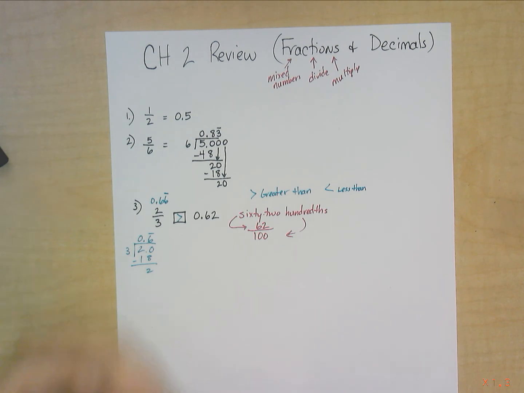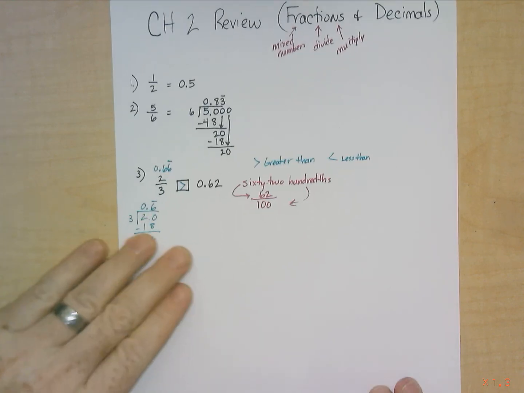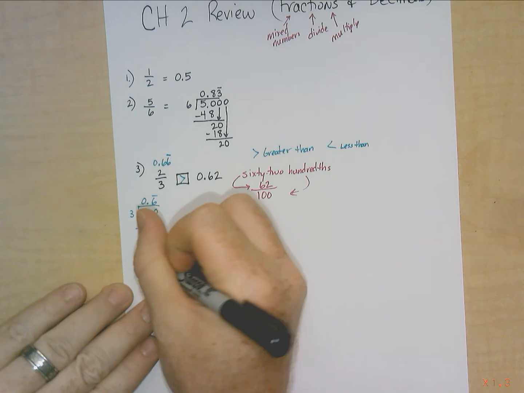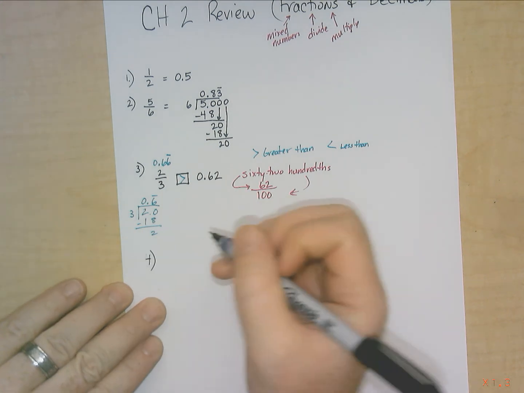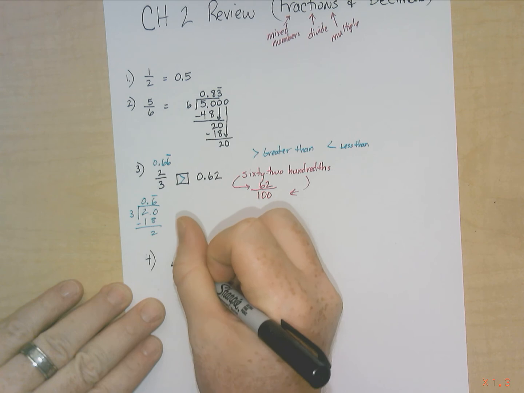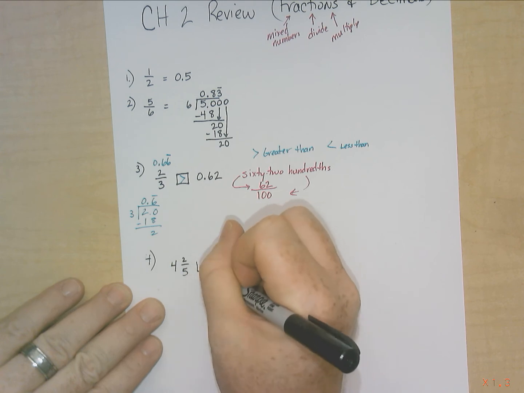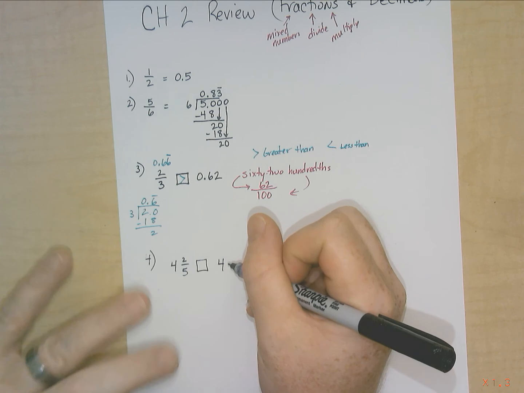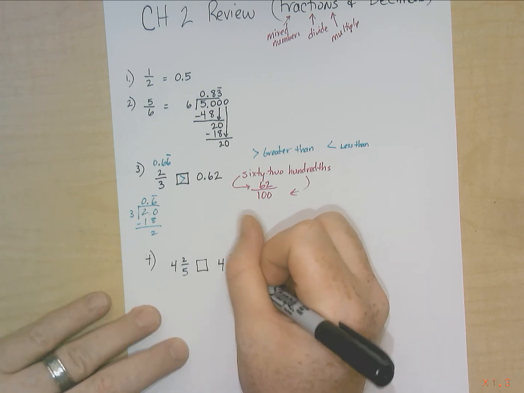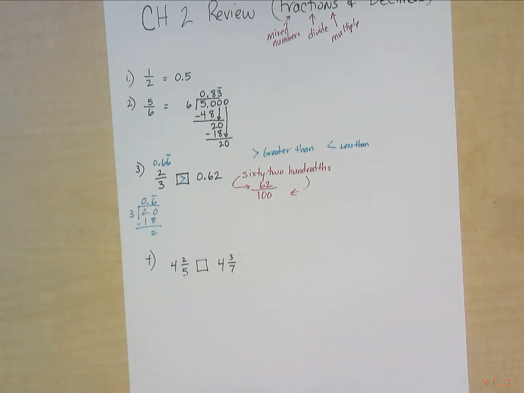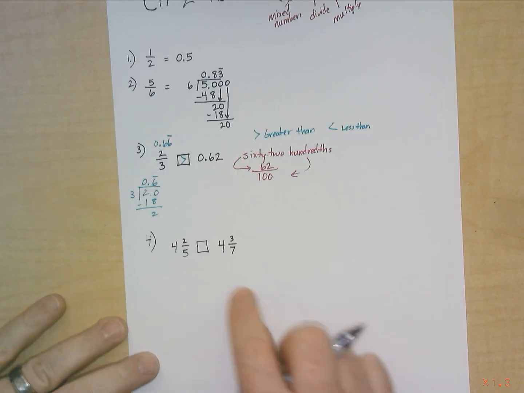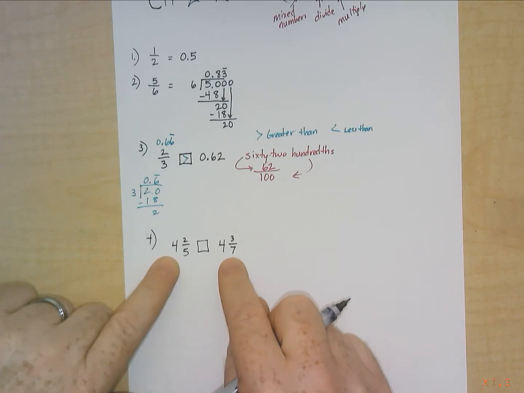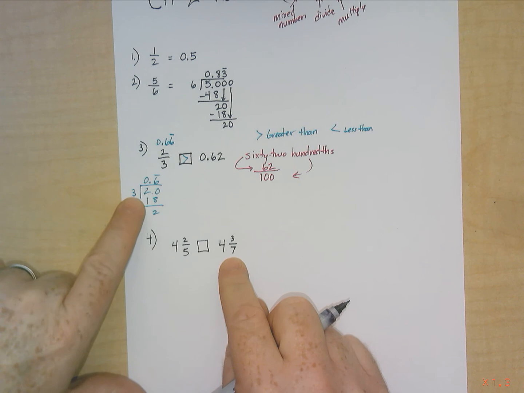Let's say we've got something similar, but let's say I've got a mixed number in the mix. So number 4, let's say I've got 4 2/5, and I want to compare that to, let's say, 4 3/7. Well, what you could do is change them both to a decimal, right?